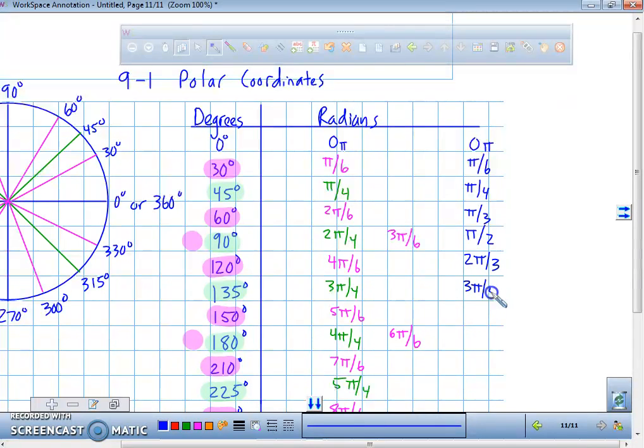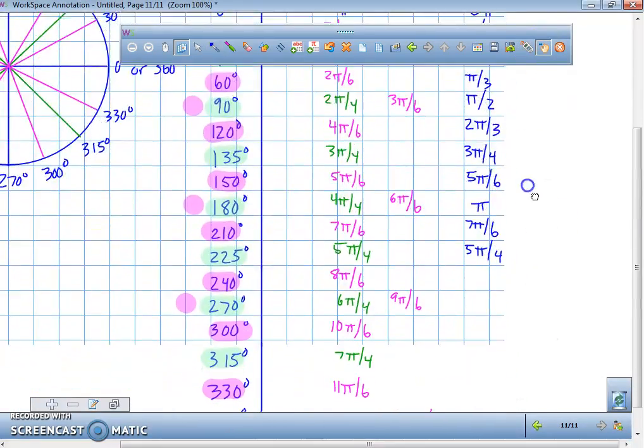3 pi over 4 is reduced. 5 pi over 6 is reduced. What's 4 pi over 4 and 6 pi over 6? They both reduce to just pi. 4 divided by 4, 6 divided by 6 is still just 1 pi. 7 pi over 6 is reduced. 5 pi over 4 is reduced already.